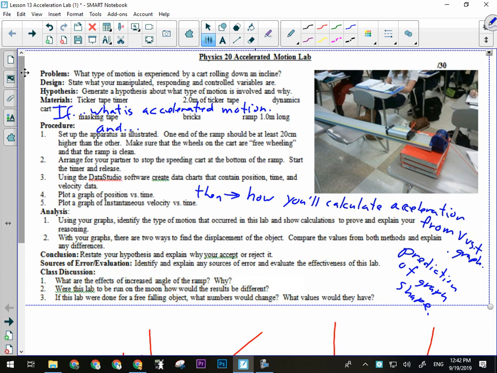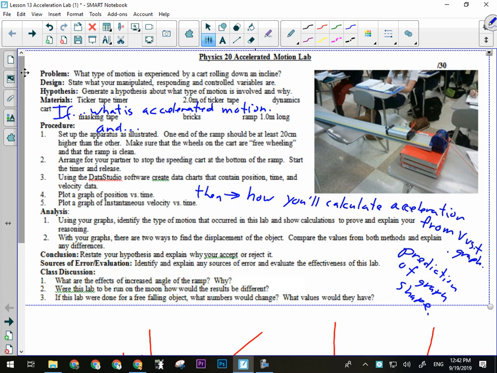We'll get our data together, and we're going to build 2 graphs. We're going to be plotting a graph of position versus time, and a graph of instantaneous velocity versus time. So those are the 2 things you need to tell the app to record. Everything else you can get rid of. You don't need to record acceleration. You don't need to record anything except the position and the velocity of the cart.